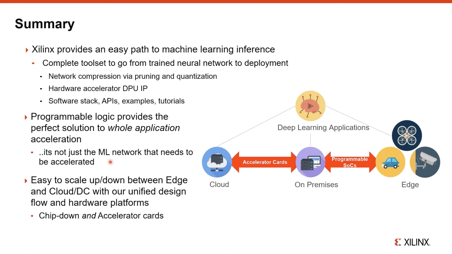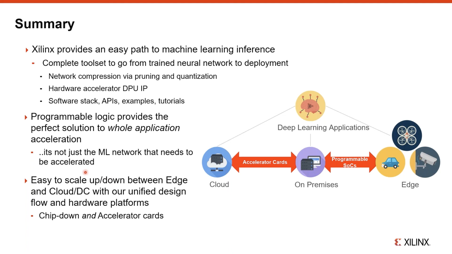We feel that programmable logic's real value in machine learning is not just about implementing the machine learning algorithm itself. It's about giving you what we call whole application acceleration. It's all about accelerating everything within your pipeline. I gave you the example earlier of how we could accelerate color space conversion and resizing. That can obviously be expanded to any form of pre-processing or post-processing. So really the value of programmable logic is this whole application acceleration, not just the machine learning algorithm acceleration.